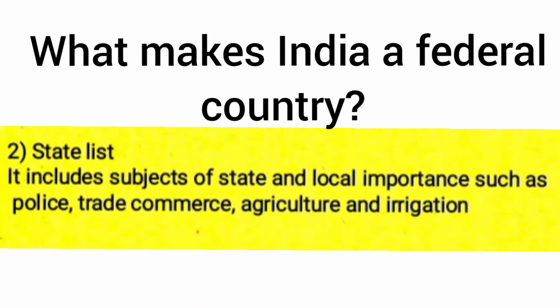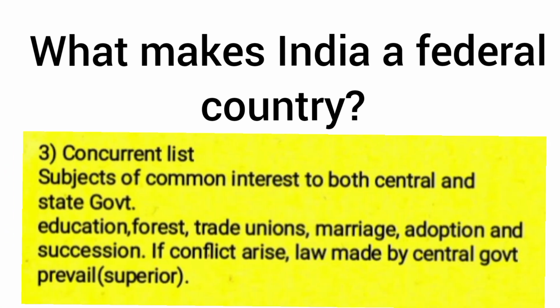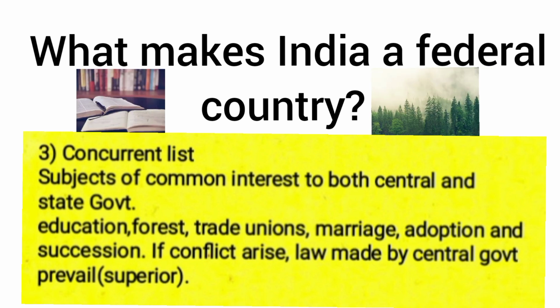State list. It includes subjects of state and local importance such as police, trade, commerce, agriculture, and irrigation, etc. Concurrent list. It includes the subjects of common interest to both the central government as well as the state government, such as education, forest, trade unions, marriages, adoptions, and succession, etc. Both the governments can make laws on these subjects. If a conflict arises, the law made by the central government will prevail.